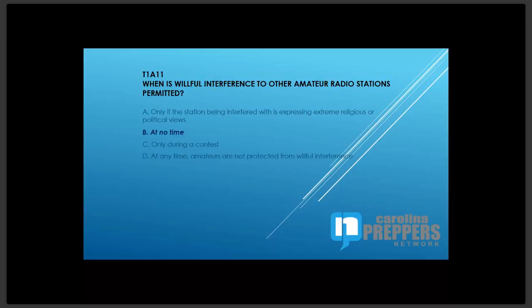Only if the station being interfered with is expressing extreme religious or political views. Now that one could be very relevant in today's society. Boy, that really could be a possible answer.